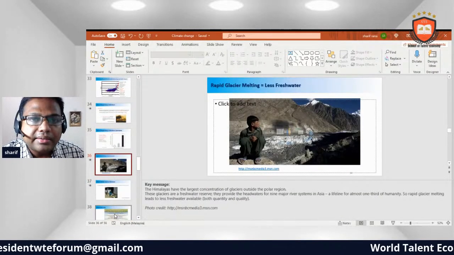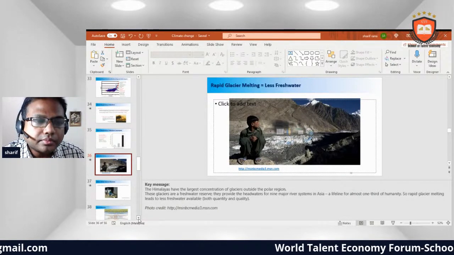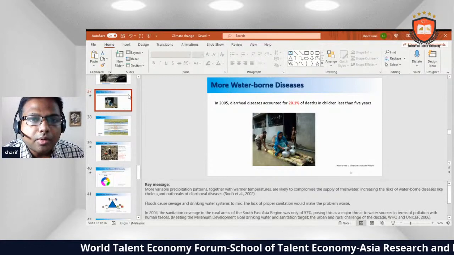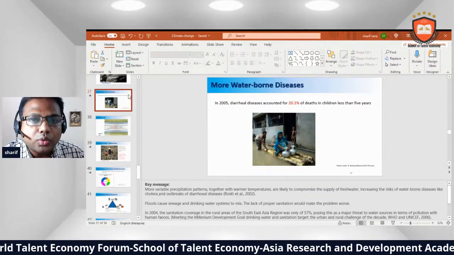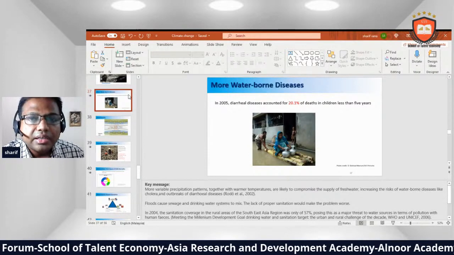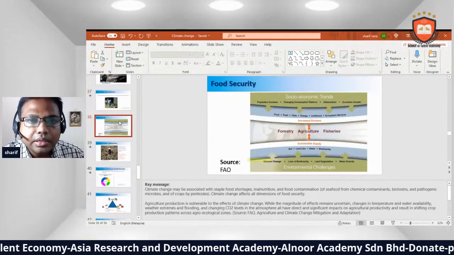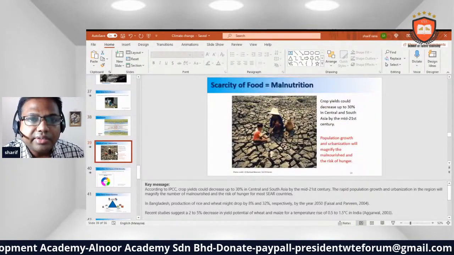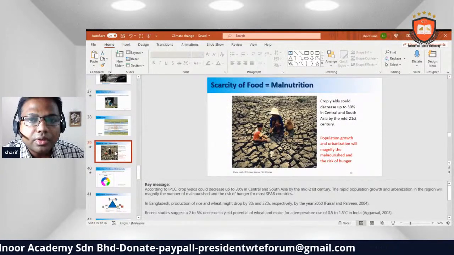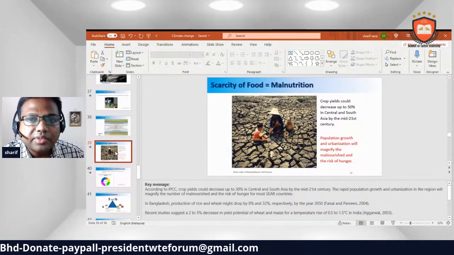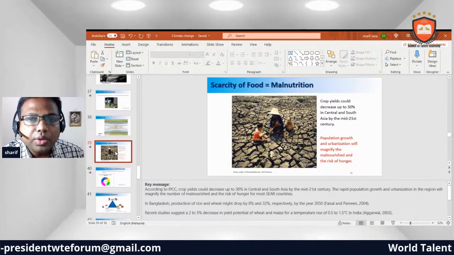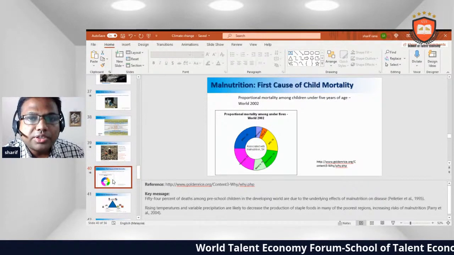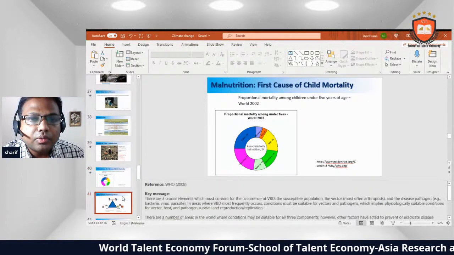Rapid glacial melting means less fresh water and more waterborne disease. Diarrheal disease accounts for 20.1% of deaths in children less than 5 years. Food security, like social and economic trends: insecurity of food is equal to malnutrition. Crop yield may decrease by 30% in Central and South Asia by the mid 21st century. Malnutrition is a leading cause of mortality among children under 5 years of age worldwide.